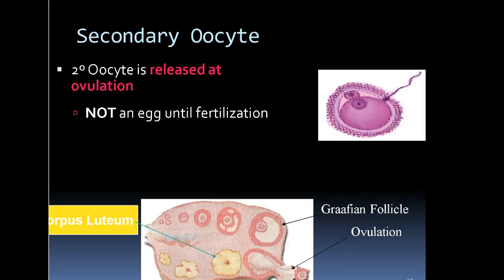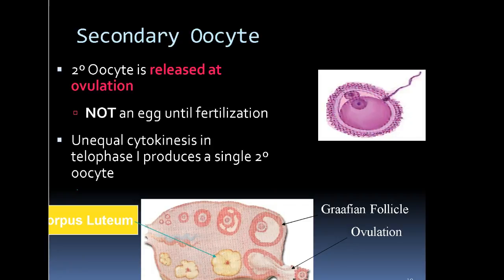Okay, so the secondary oocyte that is released at ovulation, we don't consider an egg until it has been fertilized, and this is showing you the fertilization process, which will cause that last polar body to be eliminated, that last amount of chromosomes to be eliminated so that we're in a haploid state. Again, remember we said this is done by unequal cytokinesis in telophase 1, and then unequal cytokinesis again in telophase 2 to produce this one viable egg or ovum and those 3 polar bodies.